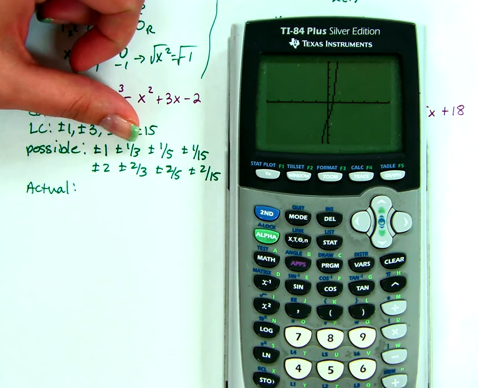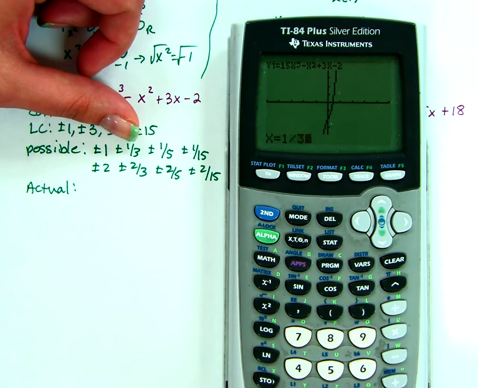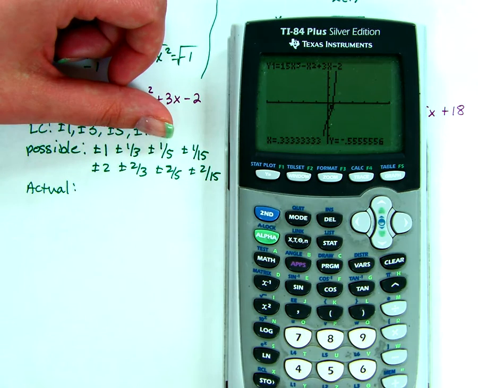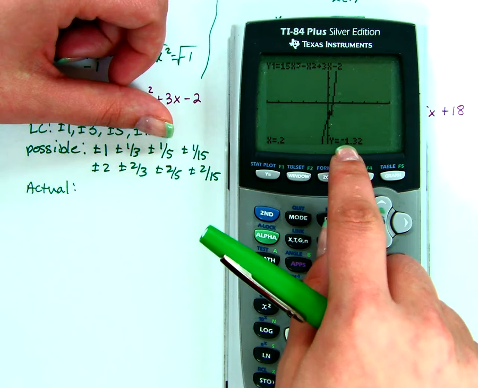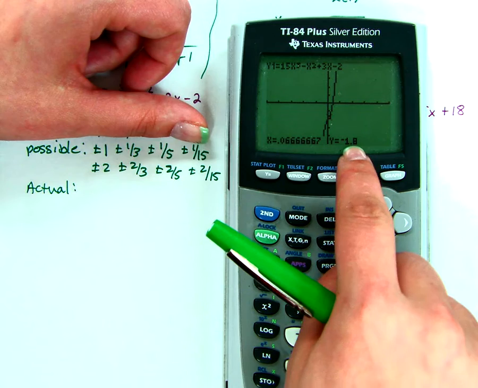So I'm going to just do it in order. So if I test 1/3, so trace 1 divided by 3. Okay, did not get 0, so we move on to the next one. So the next one is 1/5. So 1 divided by 5. So still did not get 0. So next one is 1/15. So 1 divided by 15. Enter. Still did not get 0.